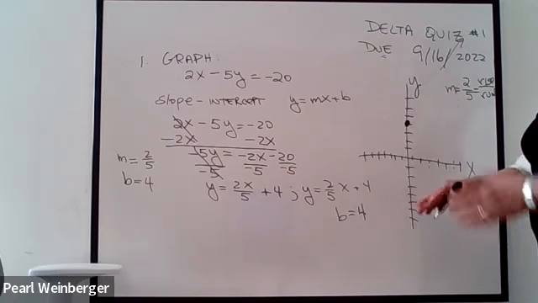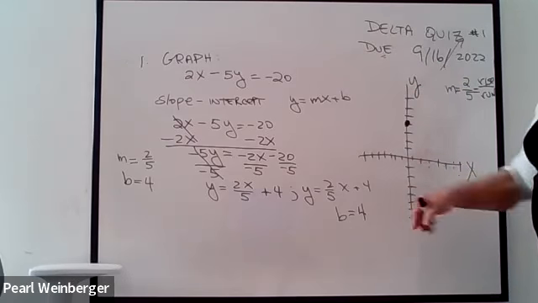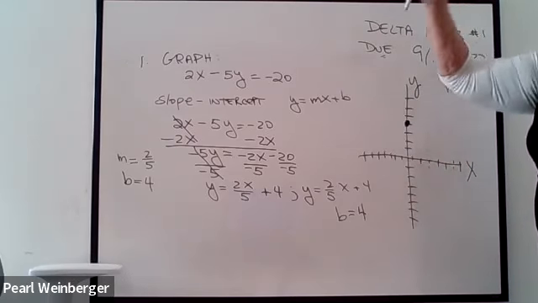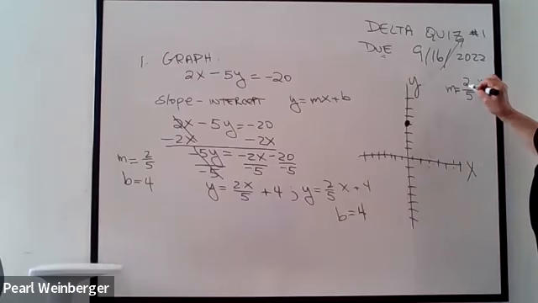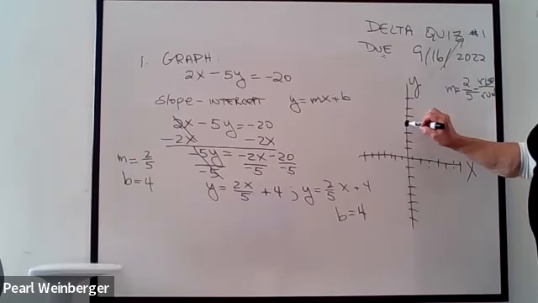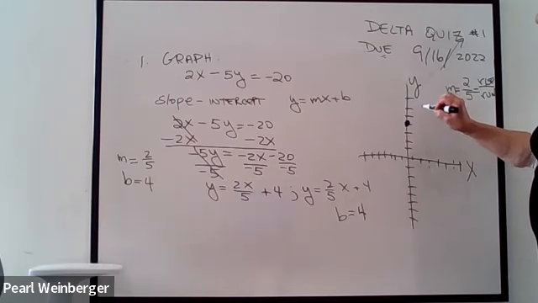you can get to other points by rising. That means going up or down. If it's positive, you go up. If it's negative, it's a negative rise, which means you're going down. And run means you go across. So to rise over run 2/5, you'd have to go up 1, 2, and 5 over. 1, 2, 3, 4, 5. And you put a second dot over there.